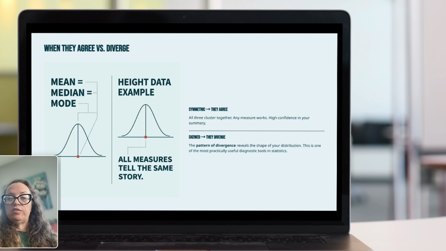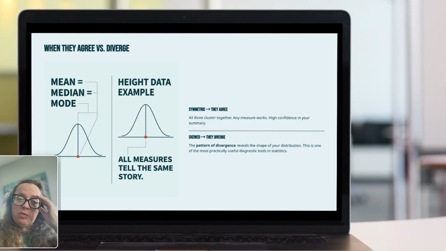In a positively skewed distribution, the mode is the lowest. It sits where the values cluster most densely on the left. The median is in the middle, somewhat pulled to the right, but resistant to the extreme values. The mean is the highest, pulled most toward the right tail by the extreme high values. So you have a pattern here: mode is less than median, which is less than mean, okay?